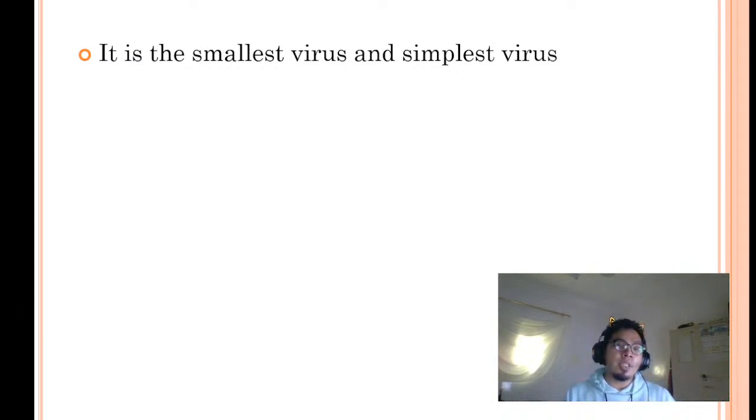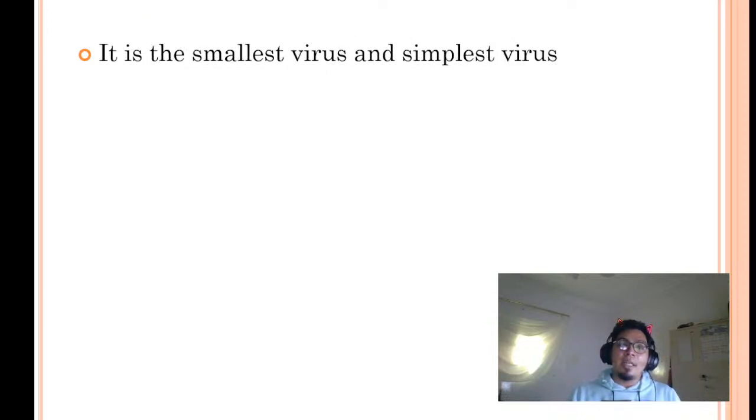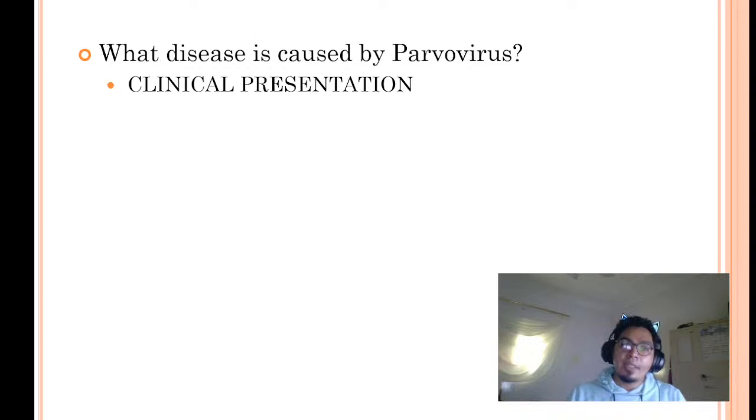These are your choices: Picorna, Parvo, Pox, and Papilloma. All the choices sound like they start with P, and I think the goal of the question was to confuse the students. So yeah, Parvoviridae is the answer to the smallest and the simplest virus that we will see. All right. And now, what disease is caused by Parvoviridae?